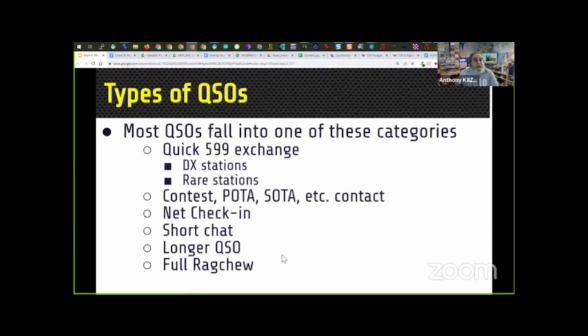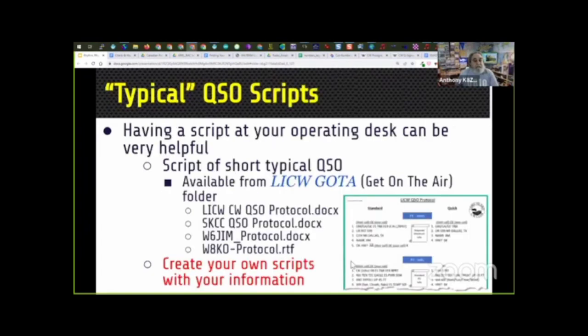Most QSOs fall into one of the following categories: a quick 599 exchange with a DX station or a rare station, a contest exchange, POTA, SOTA, etc., a net check-in, a short chat, a long QSO, or a full rag chew. These are the types of contacts you'll probably make, and having a script for these different contacts can make it much easier if you're just starting out.